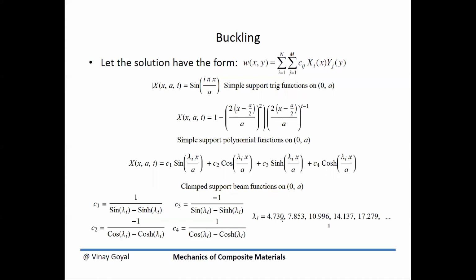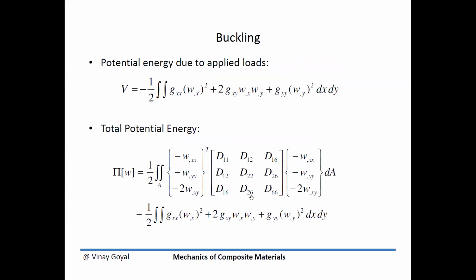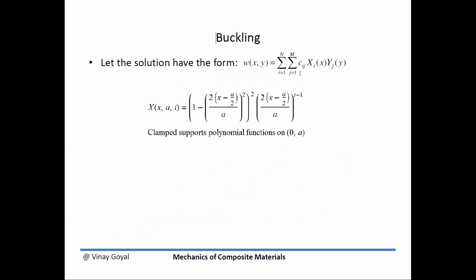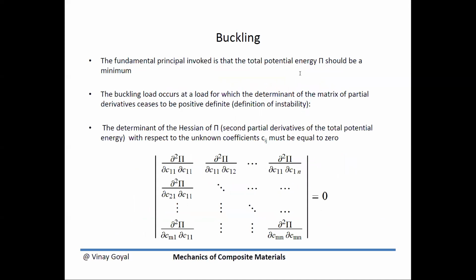So you could then take a solution of this form, say for a particular problem, and for simply supported or whatever you want, and plug it in here, and then minimize pi with respect to each of these coefficients C. That's how you will go about that. And you'll be able to solve the problem for various types of boundary conditions. You can see that here.